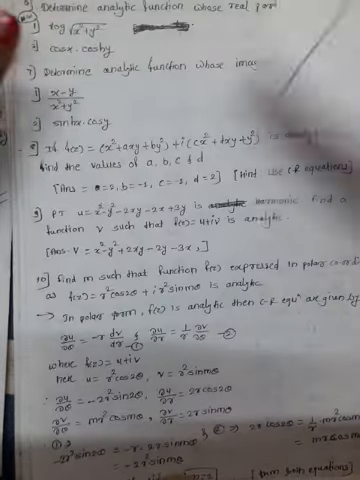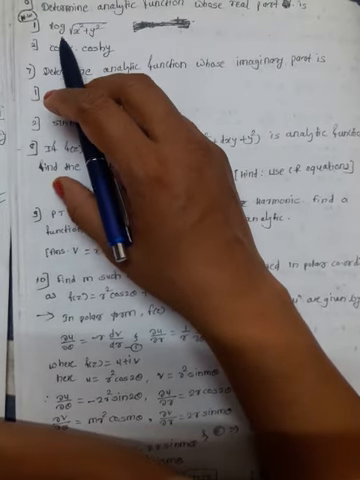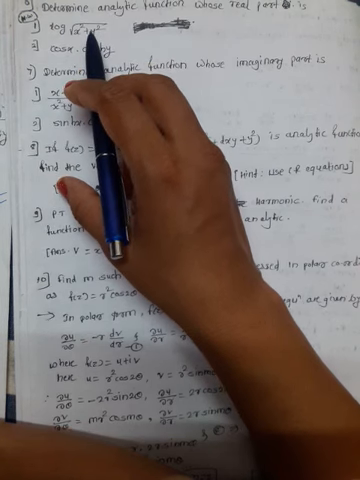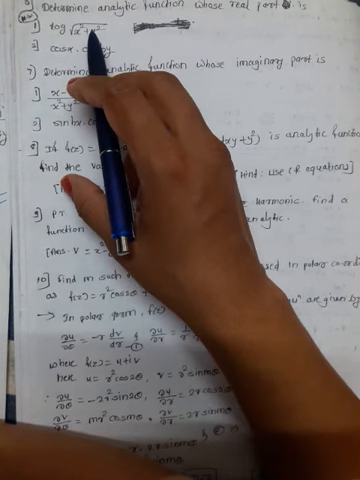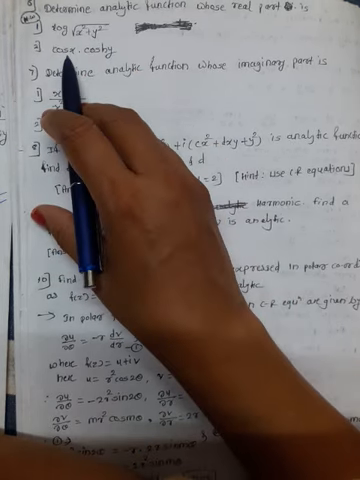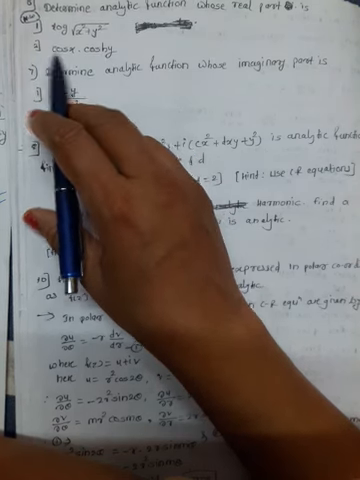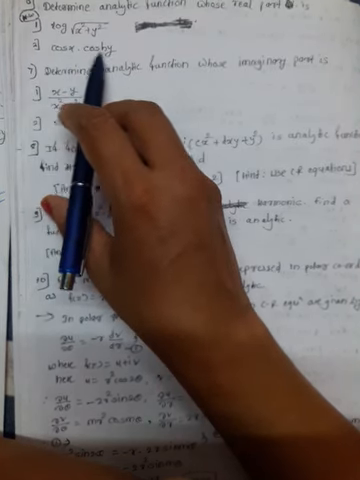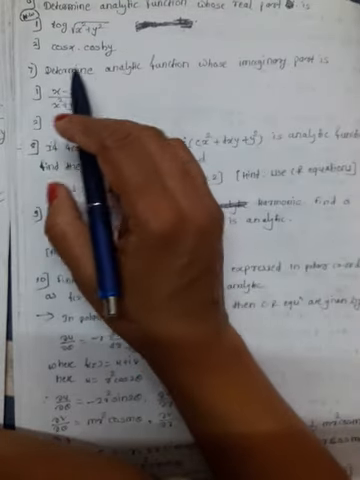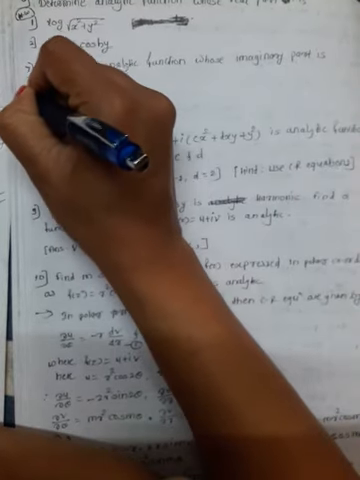This is your first example. This is u. You have to find v, and the final answer should be f(z) is equal to u plus iv. Number 2, u is given as cos x cosh y. This is a very easy example. It has a hyperbolic function, cosh y, and this is normal trigonometry, cos x. These are also homeworks.